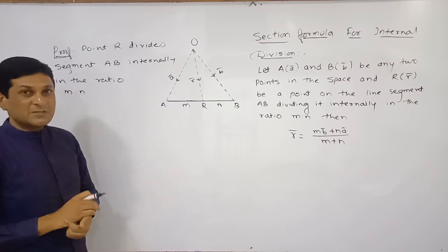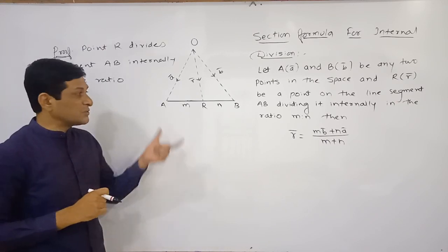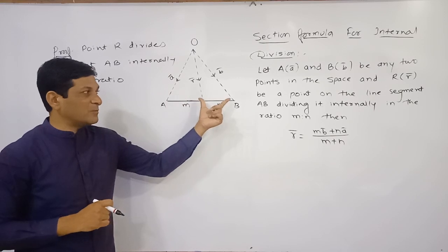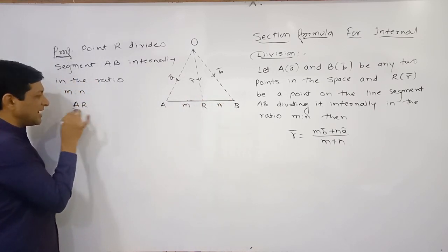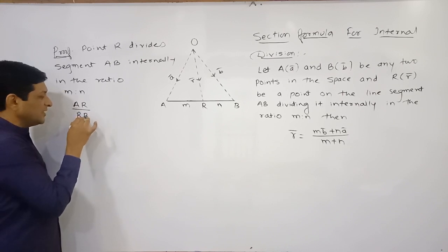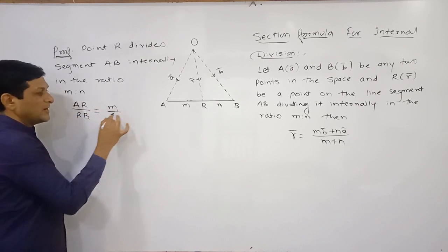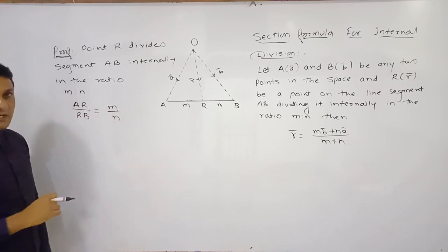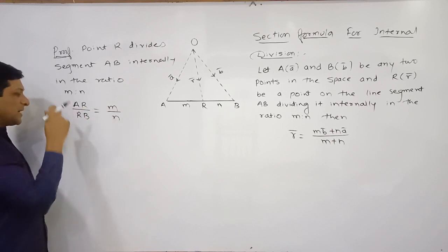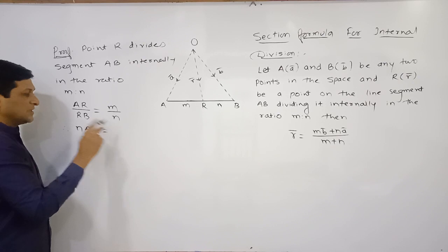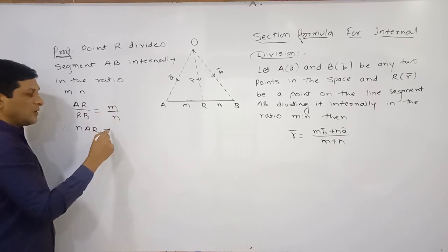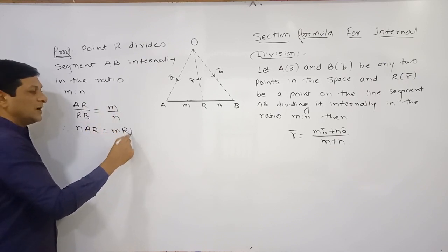This is our given condition, that point R divides segment AB in the ratio m is to n. Means the ratio of which two parts is m is to n? The first part is AR and the second part is RB. So the ratio of AR upon RB will be equal to m upon n. This is the given condition. So now n will get multiplied on this side, so we get n AR is equal to m into RB.